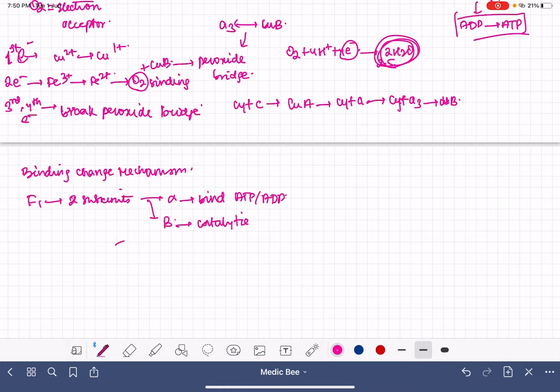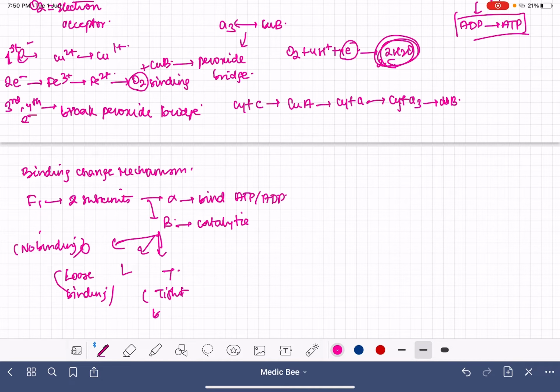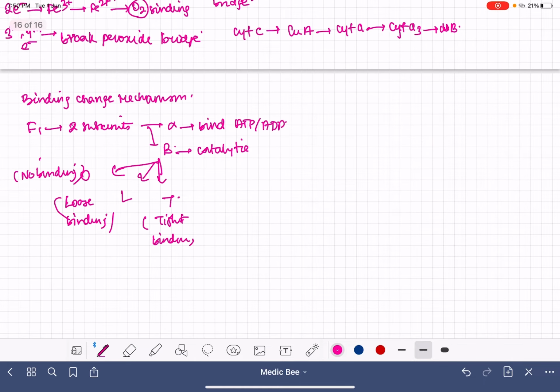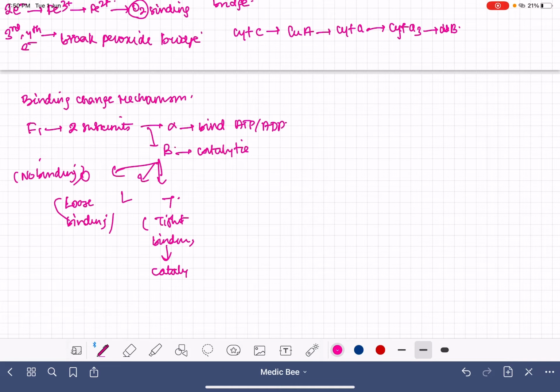The beta subunit can exist in three states: the O state, the L state, or the T state. The O state is when there is no binding of substrates. In the L state there is a loose binding, which you can remember by L, and in the T state there is tight binding. Apart from tight binding, there is also the catalytic property, and it is only in the T state that the catalytic property is seen.